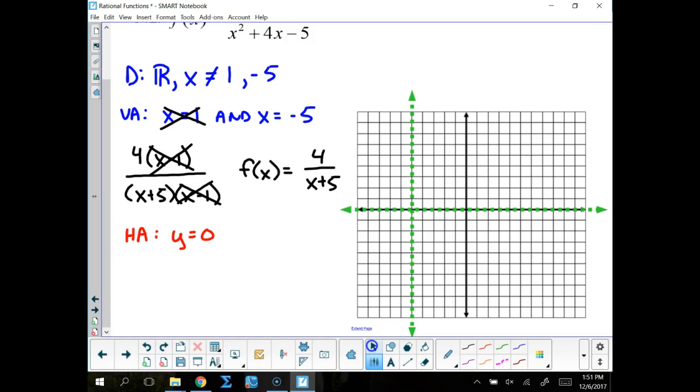It has a y-intercept at 0, 4/5. It does not have an x-intercept.